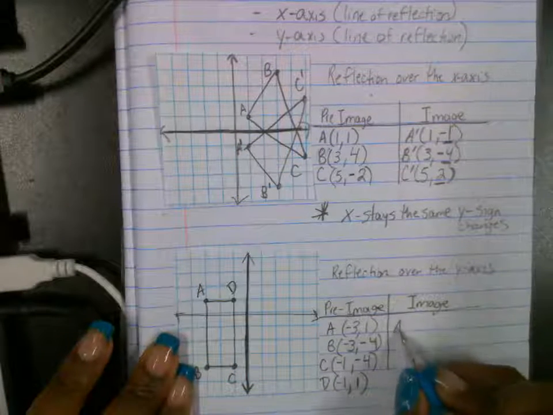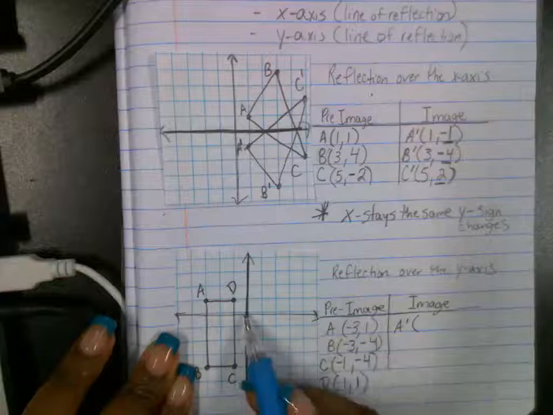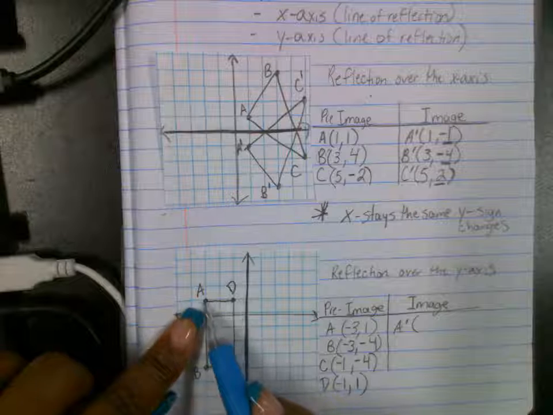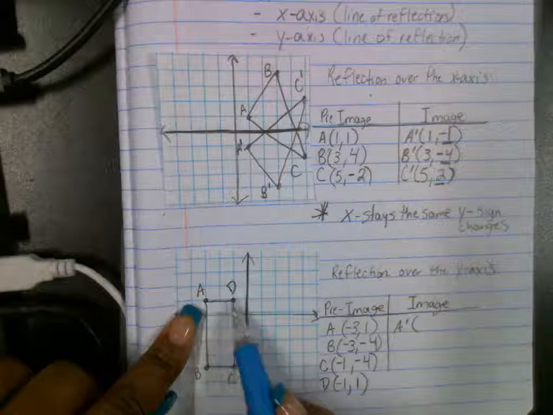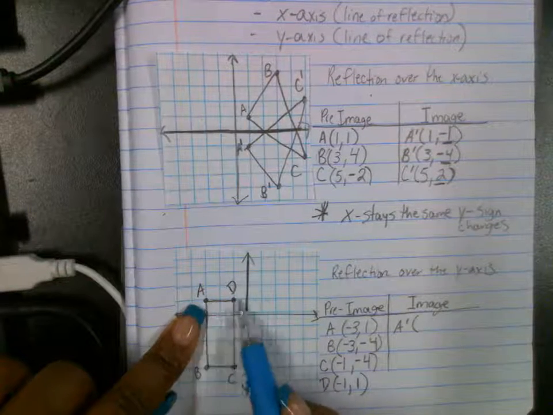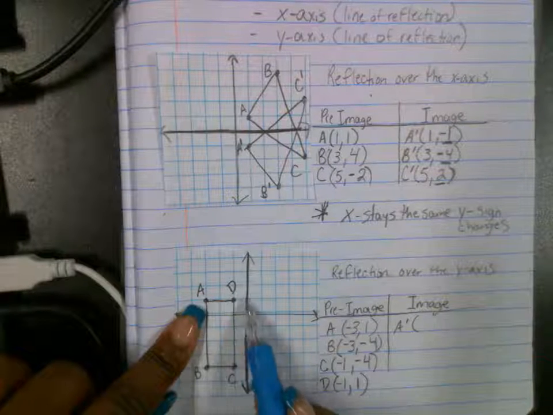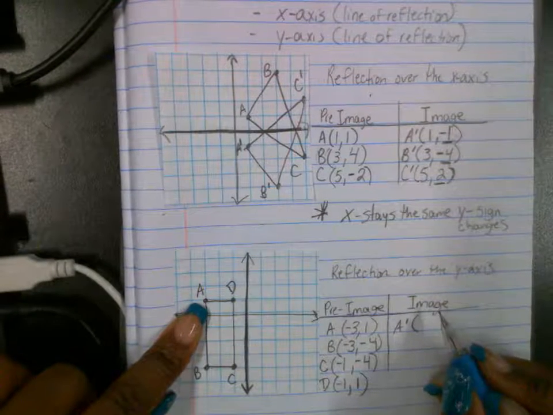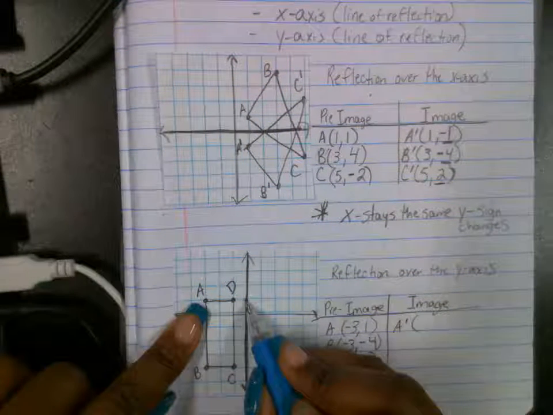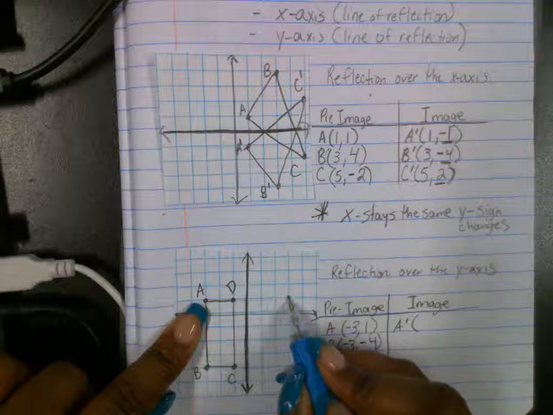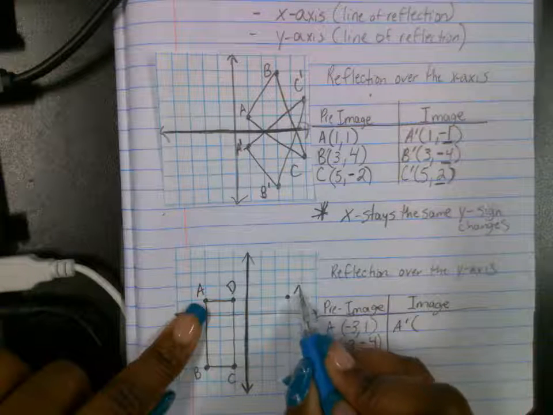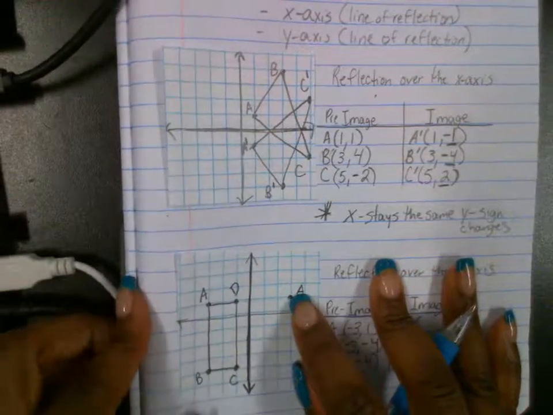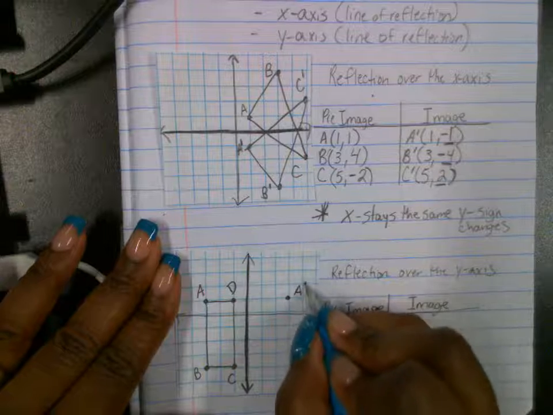Let's figure out what A prime would be. Look at how far A is away from the line of reflection on the left side. 3. 1, 2, 3. Do you see that? So that means it's going to be 3 to the right of the line. 1, 2, 3. This is your new location for A. If I fold the picture, this is where A would land. This is A prime.